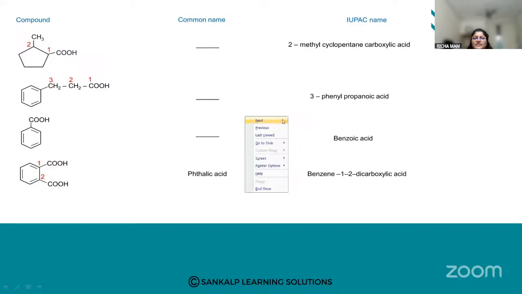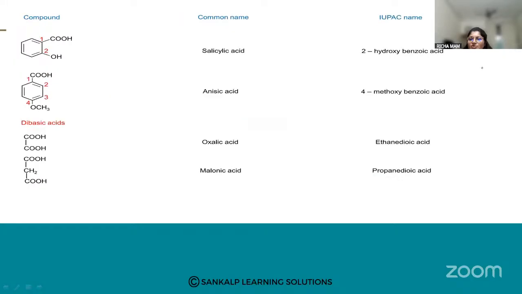Next compound. Here you can see the 1 and 2 positions. COOH will give the first name, and this will be a substituent. So 2-hydroxy benzoic acid. The common name is salicylic acid. Then here again 1, 2, 3, 4. So 4-methoxy benzoic acid. Then we are seeing dibasic acids.